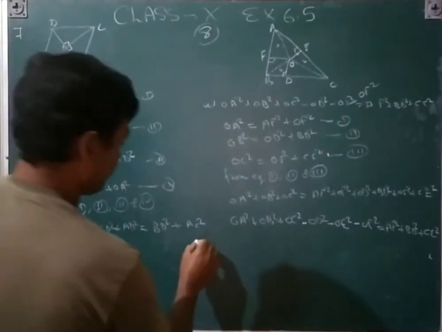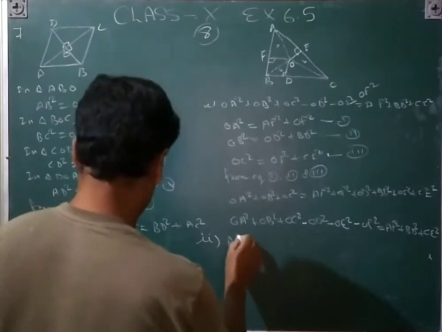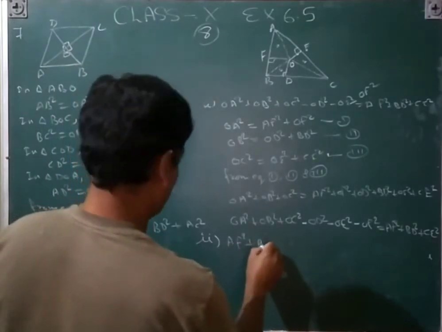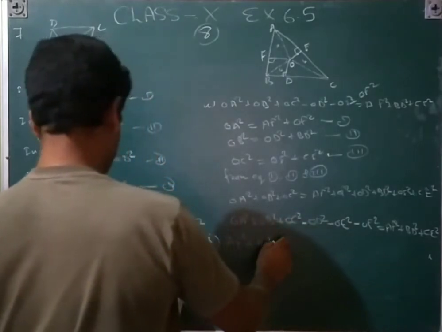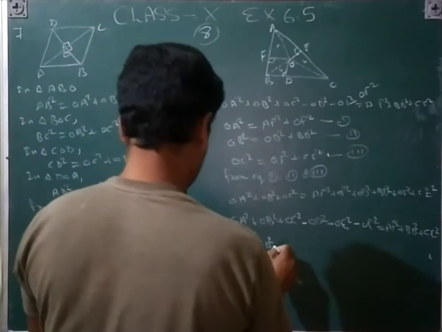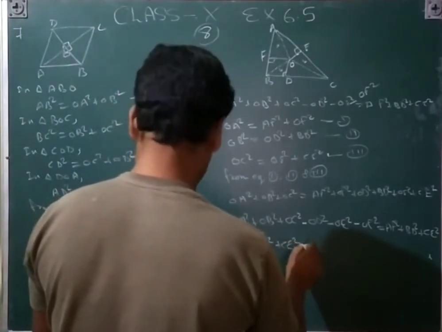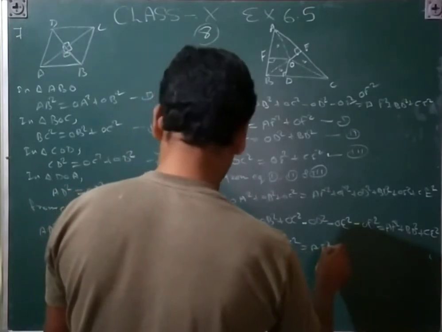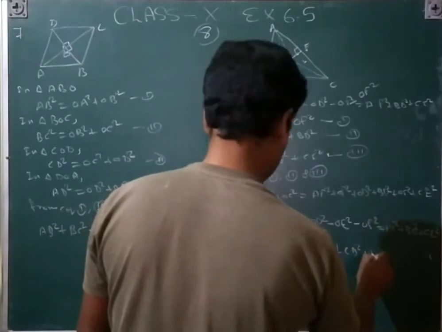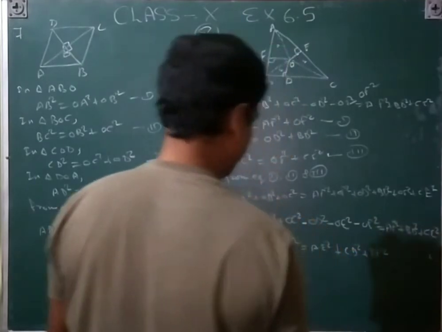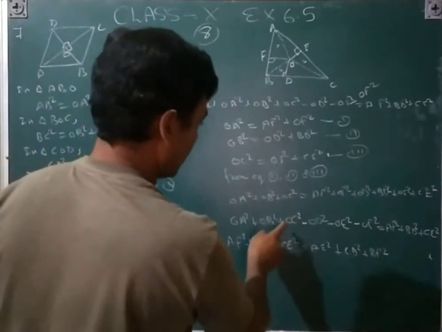And then the second part: AF square plus BD square plus CE square is equal to AE square plus CD square plus BF square. So here we have already proved that.